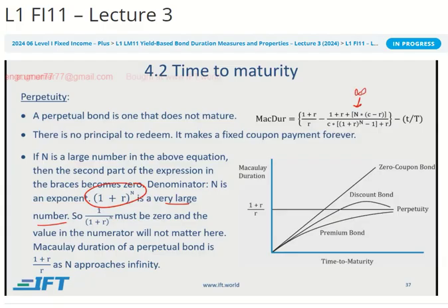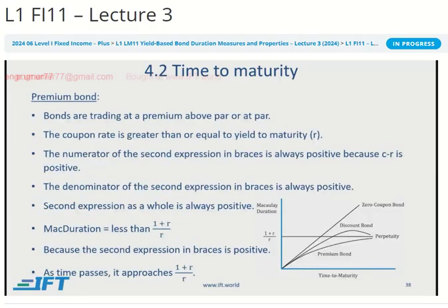Yes, you are right. It does have infinity in the numerator, but this is an exponential infinity, right? The denominator has n as an exponent. So it just makes it such a huge number that the only thing that is left is that 1 plus r divided by r. Now this is very interesting. Your premium bond, why it is below perpetuity and why your discount bond goes above perpetuity. So this is very interesting, and let me remind you with the formula again.